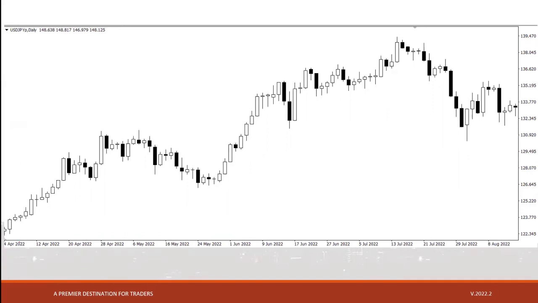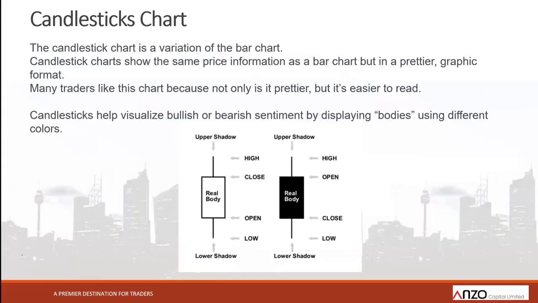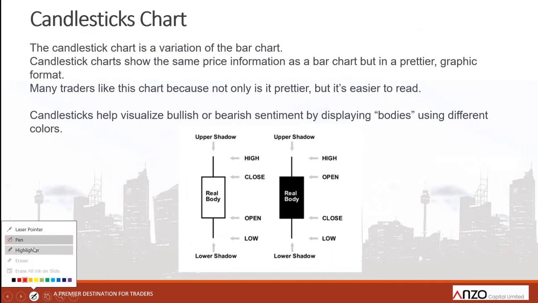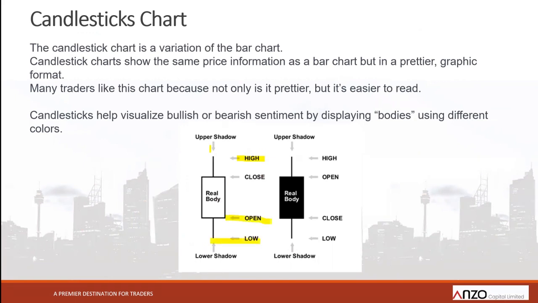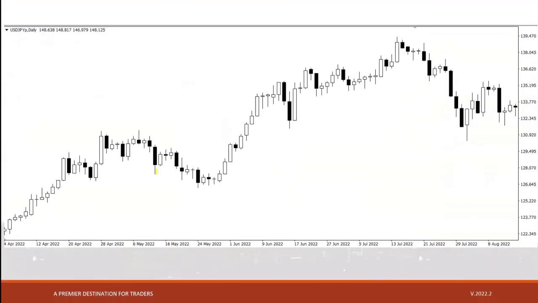Now, in a candlestick chart, let me just go back here. In a candlestick chart, it also shows us the high price, the close price, the opening price, and the low price. As you can see here, the highest point is the high price. The lowest point is the low price. Where it opened, and then where it closed, will determine if it's a bullish or a bearish candle, right? So basically, this is the candlestick chart in comparison to the others.